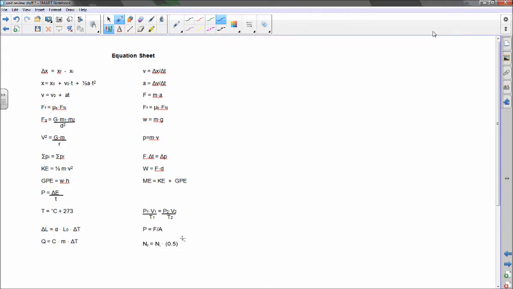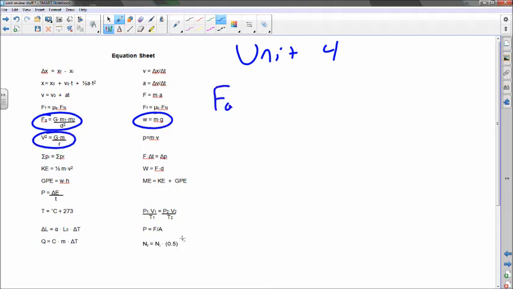Look at the equations that we used in Unit 4. Unit 4 was all about gravity. So we got 3 equations. This one, and this one. So the first one, Fg equals big G times m1 times m2 divided by d squared.